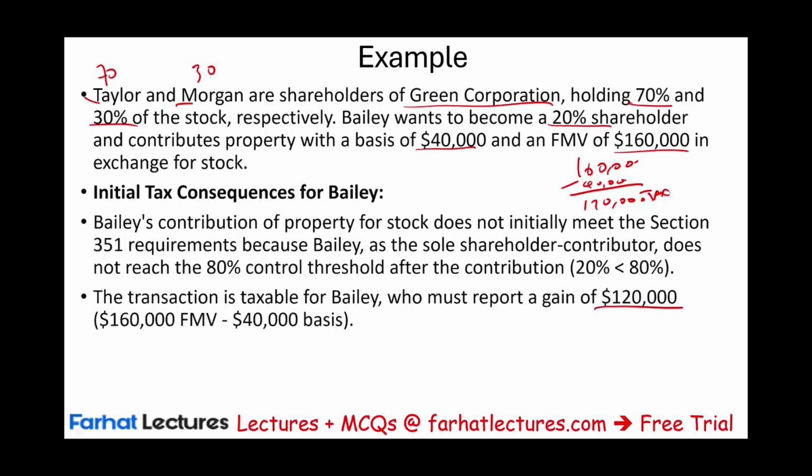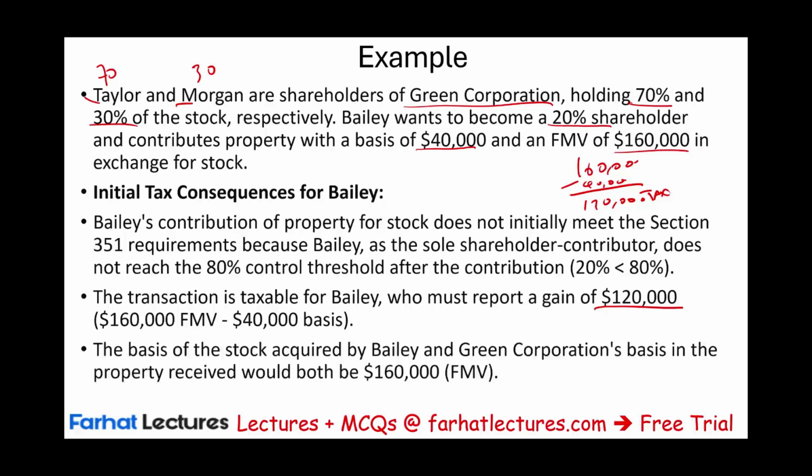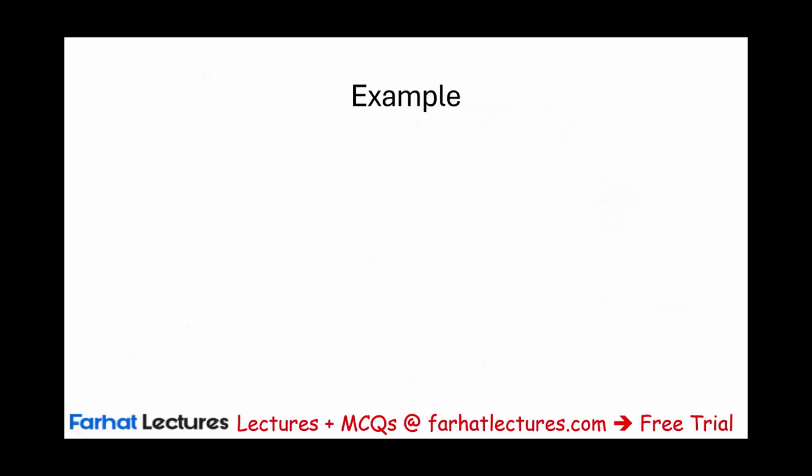They must report a gain of $120,000, which is taxable. And the basis of the stockholder for Bailey and the corporation is 160, which is good. Now their basis is higher, so when they sell the stock down the road, they'll be in good shape in a sense that their basis is 160, not 40. They will have less gain to recognize. But they recognize the gain now, which is the 120.